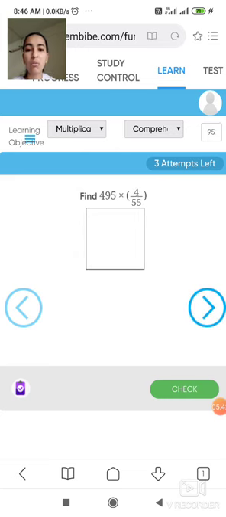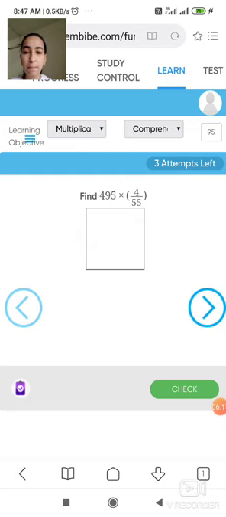Now one more example is there: 495 multiplied by 4 upon 55. Now pause the video, try to solve this and tell me the answer. What is the answer? Okay students, I will check whether you have written it in the comment box or not. You have to write that. Now this is for you. Pause the video. I will give you 1 or 2 or 3 minutes.